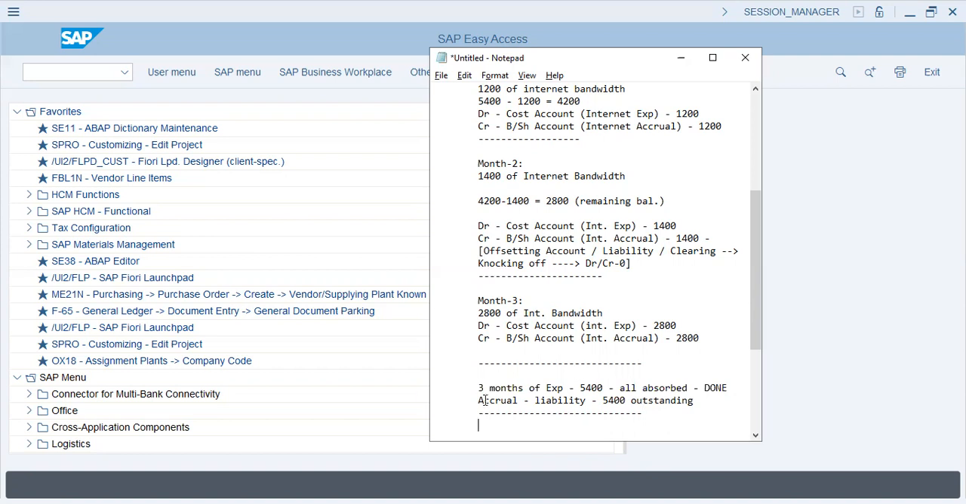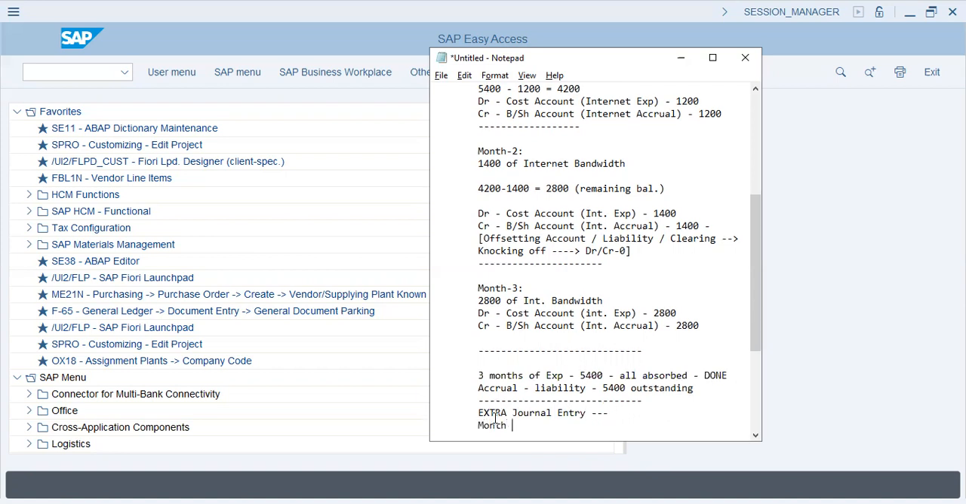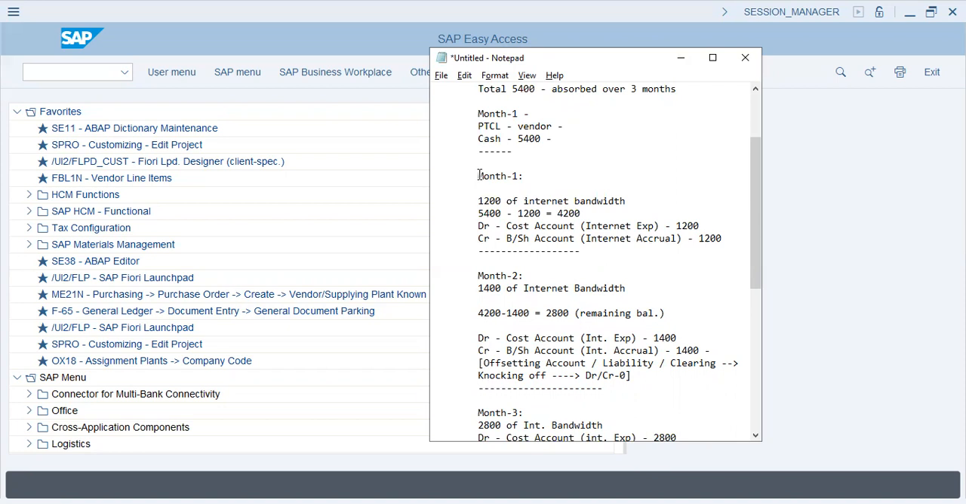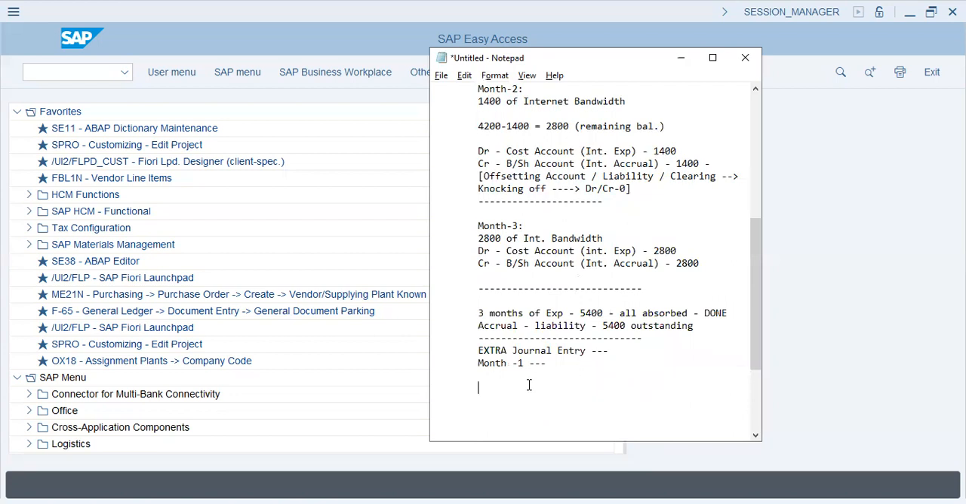Okay. What you'll do, the extra journal entry is this every month. Month 1, this is the month, 1200. The journal entry is debit accrual reversal. Okay. Accrual reversal will be 1200.